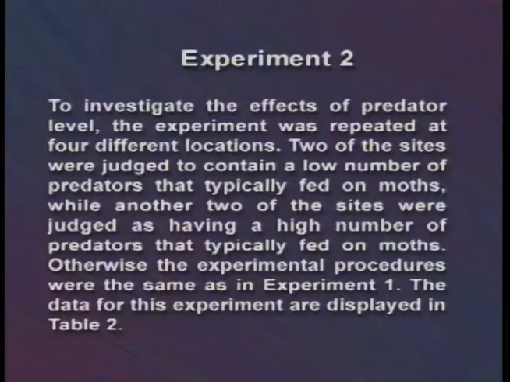Experiment 2. To investigate the effects of predator level, the experiment was repeated at 4 different locations. 2 of the sites were judged to contain a low number of predators that typically feed on moths, while another 2 of the sites were judged as having a high number of predators that typically feed on moths. Otherwise, the experimental procedures were the same as in Experiment 1. The data for this experiment are displayed in Table 2.